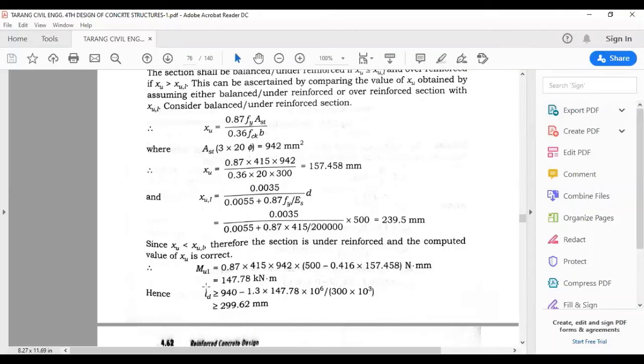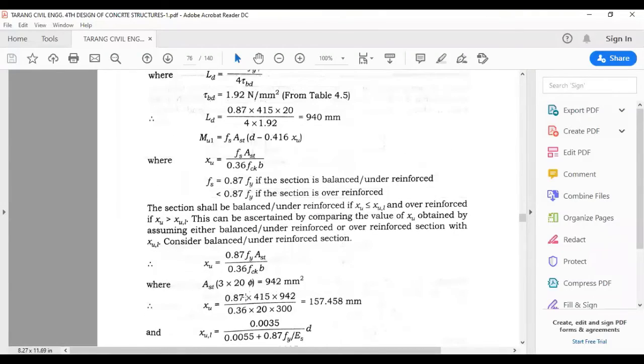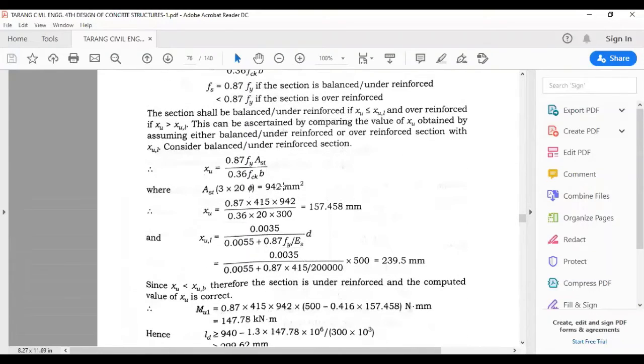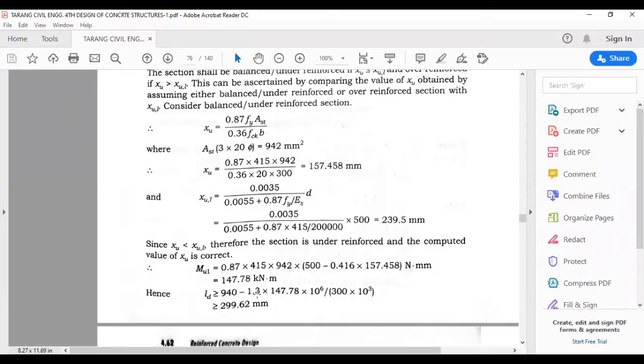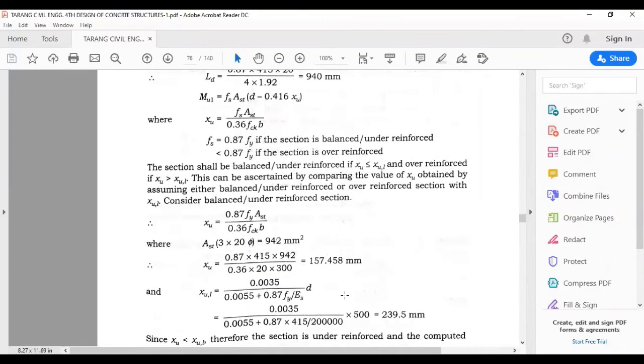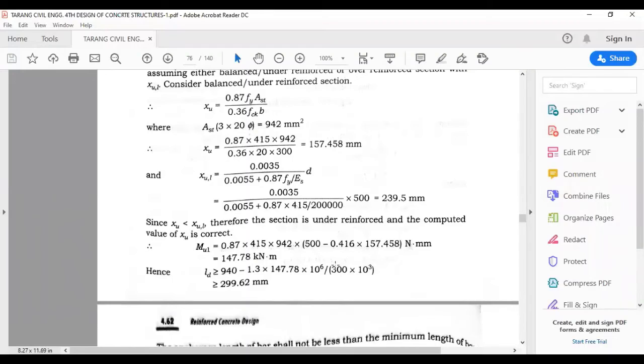So using this value, we'll find the value of Ld. So Ld is greater than or equal to, by this formula. Yes, by using this formula. So 940 minus 1.3 Mu1 divided by this value, which is Vu. So Vu is, as we know, 300 kilonewton. So it will be converted to 300 into 10 to the power 3 Newton.